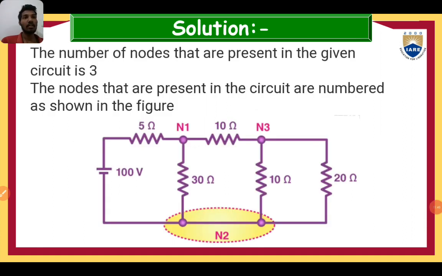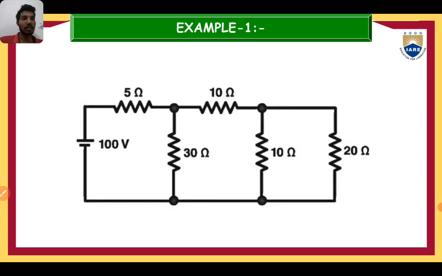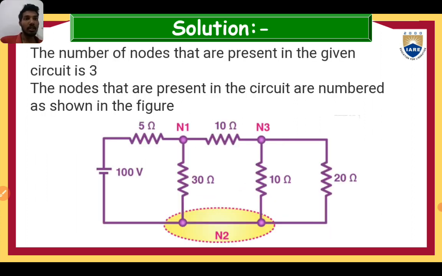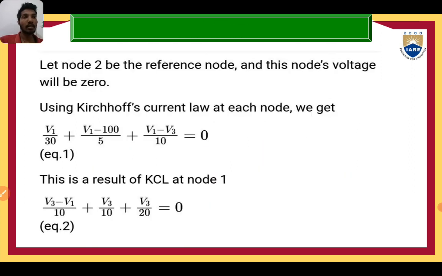Example 1. The number of nodes present in the given circuit is 3. The nodes are numbered as shown in the figure: N1, N2 and N3. N3 is grounded. Let N3 be the reference node, so its node voltage will be 0. By using Kirchhoff's current law at each node, we get V1 by 30 plus (V1 minus 100) by 5 plus (V1 minus V3) by 10 equal to 0. Let it be equation 1. This is the result of KCL at node 1.